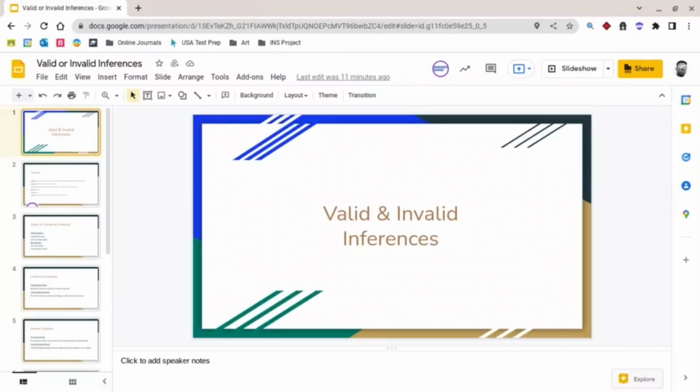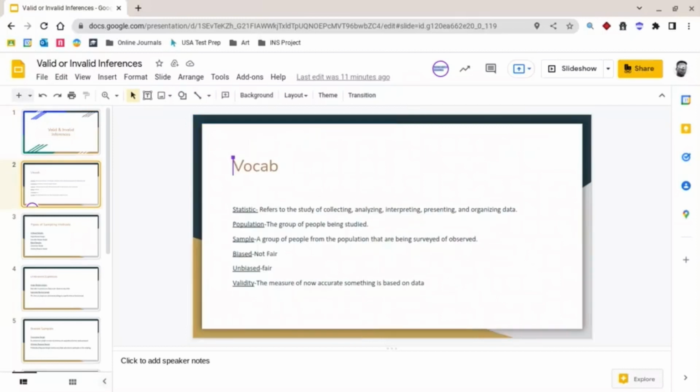So today I'm going to show you our group slideshow over valid and invalid inferences. First, we're going to go over some key vocabulary.